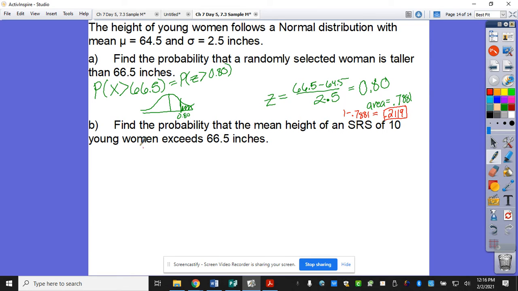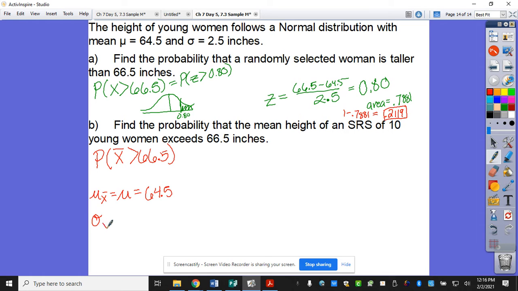Now, when I get to part B, I now want to write this one as my probability that my what? That X bar is greater than 66.5. So now I have to do a little bit more math before I go straight into Z here. I have to find my mu of X bar, which is what? So that part ends up staying the same.